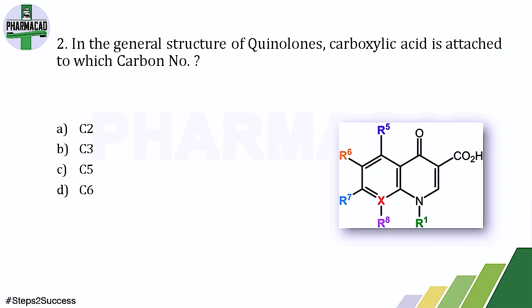At the first nitrogen, it is numbered as 1, 2, 3, 4. This is 5th, 6th, 7th and 8th. So at the first nitrogen, we have the R1 substitution. Second carbon is having no substitution, but carbon number 3 has carboxylic acid attached to it. So the correct option here for the given question is option B, that is carbon number 3.